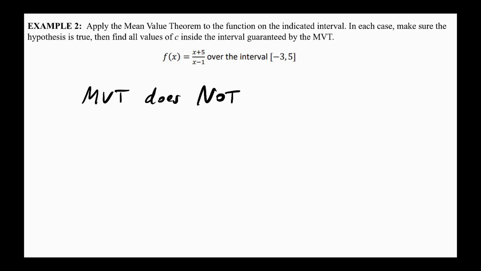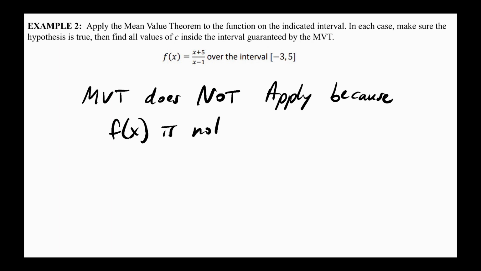The mean value theorem on this one does not apply because f of x is not continuous at x equals +1. If I plug in 1 to the original, I would get 0 on the bottom. That's the definition of an asymptote there. It'd be an asymptote if I graphed it. And because 1 is in the interval, can't apply it. If you do this problem without knowing that, you'll get an answer, but that answer won't be correct because it doesn't apply.